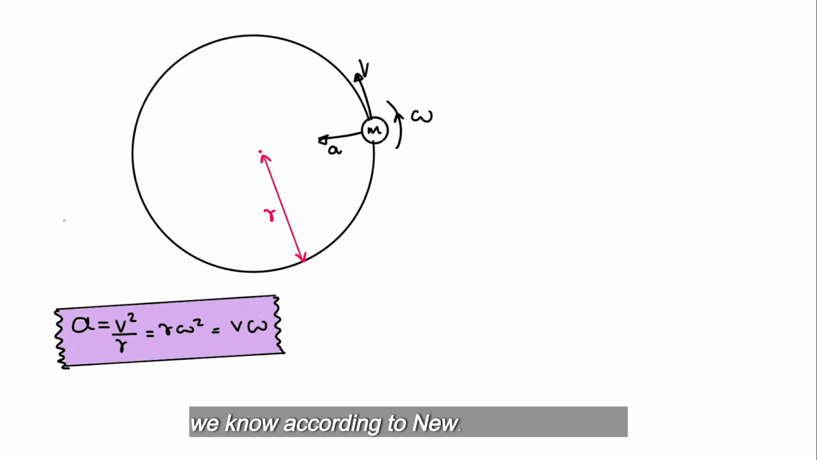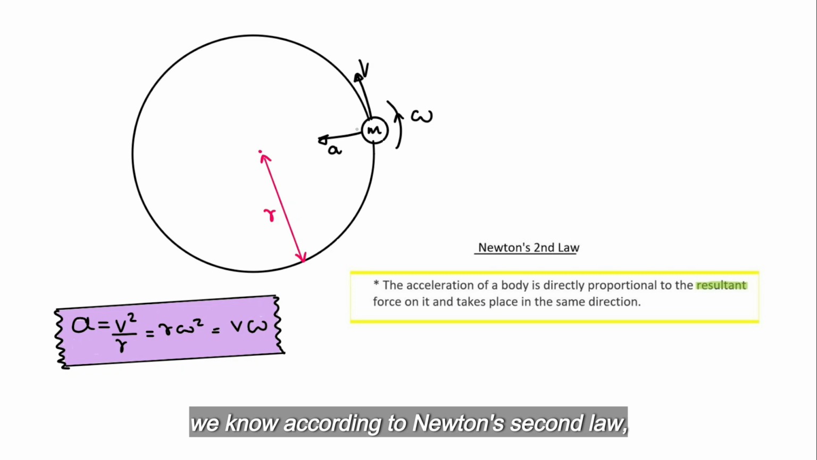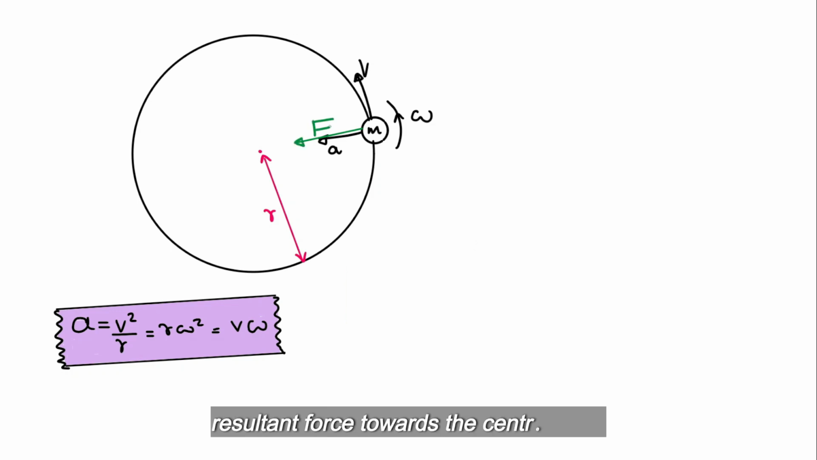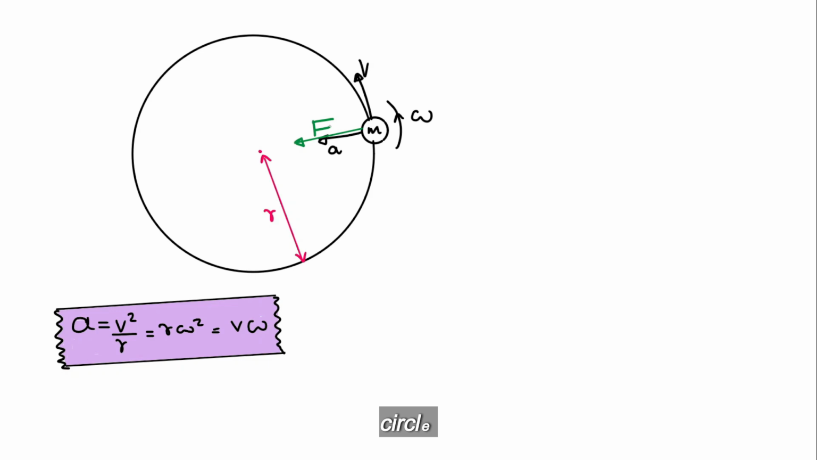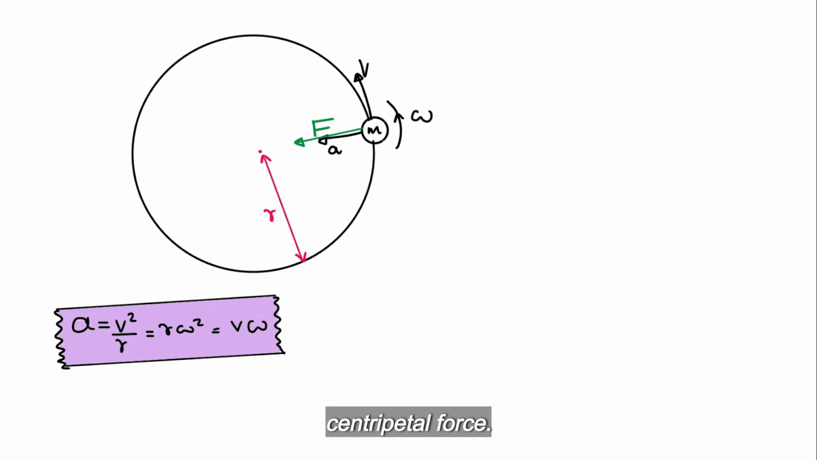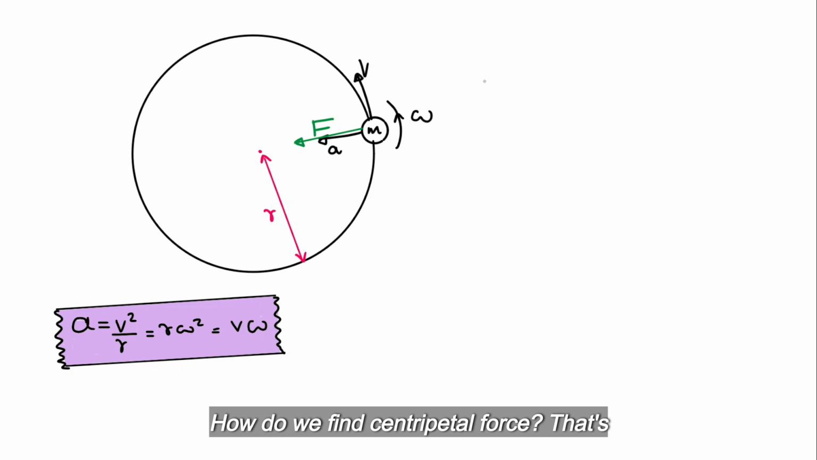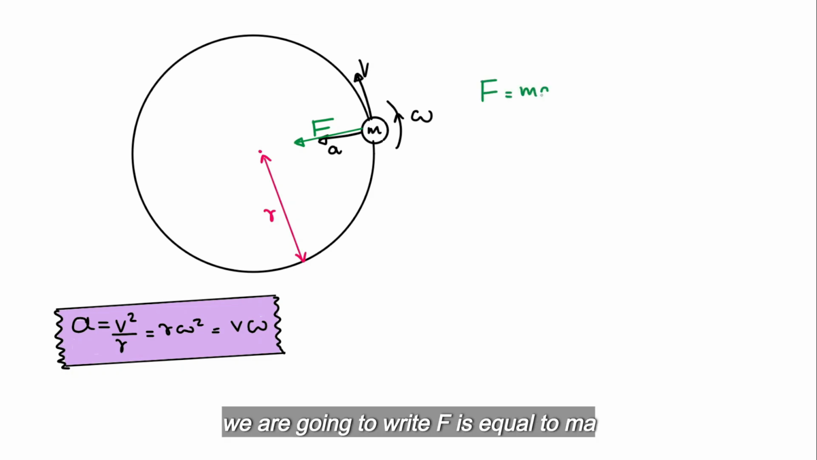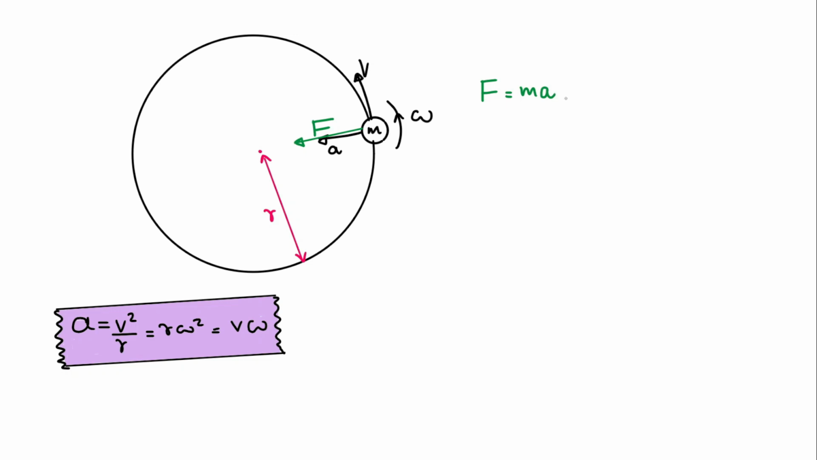Now, we know according to Newton's second law, if an object is accelerating, there should be a resultant force in the direction of the acceleration. So in this case, there should be a resultant force towards the center of the circle. In fact, any object performing circular motion has a resultant force towards the center of the circle, and we call it the centripetal force. How do we find centripetal force? That's pretty easy. All we need to do is write F is equal to ma towards the center of the circle.